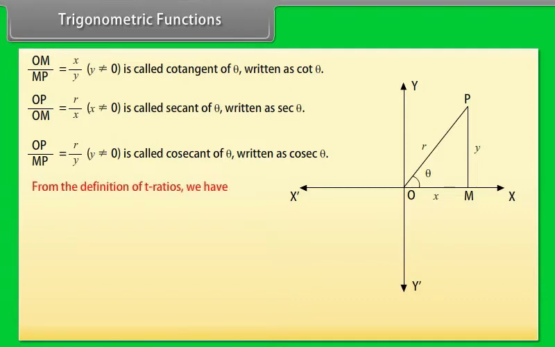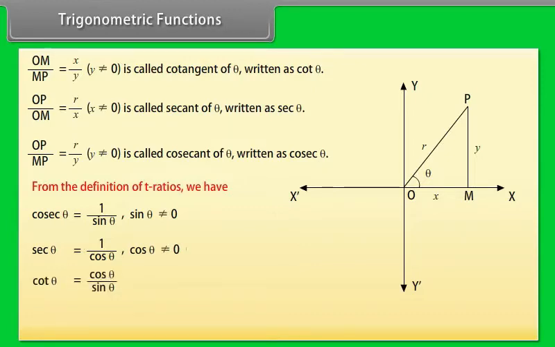From the definition of trigonometric ratios, we have cosec theta equals 1 by sin theta, sin theta not equal to 0. Sec theta equals 1 by cos theta, cos theta not equal to 0. Cot theta equals cos theta upon sin theta, sin theta not equal to 0. Tan theta equals sin theta by cos theta, cos theta not equal to 0.